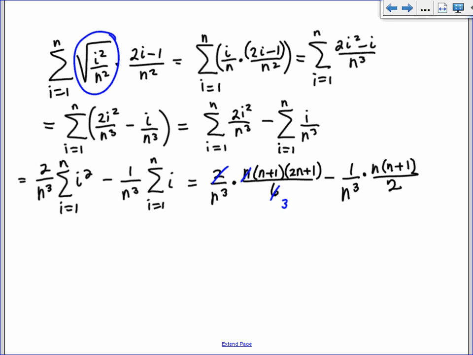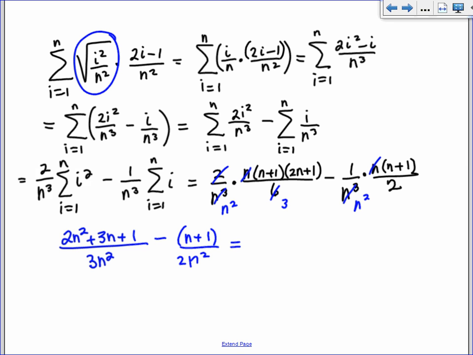All right, so the 2 and the 6 reduce out. The n and n cubed make n squared. You FOIL, so you get 2n squared plus 3n plus 1. I always wonder why they just don't give you that, because you're going to FOIL it out every time anyway. Minus n and n cubed make n squared, so I have n plus 1 over 2n squared. I'm going to bring the 3n squared into each piece in the first one, so I have 2 over 3 plus 1 over n plus 1 over 3n squared, minus, now I bring the 2n squared into each piece, so 1 over 2n minus 1 over 2n squared.